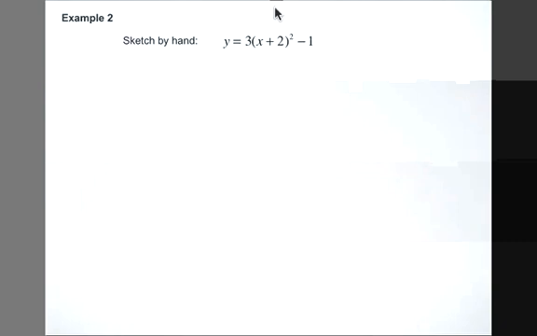Let's do another one. We're going to sketch by hand y equals 3 times (x plus 2) squared minus 1.